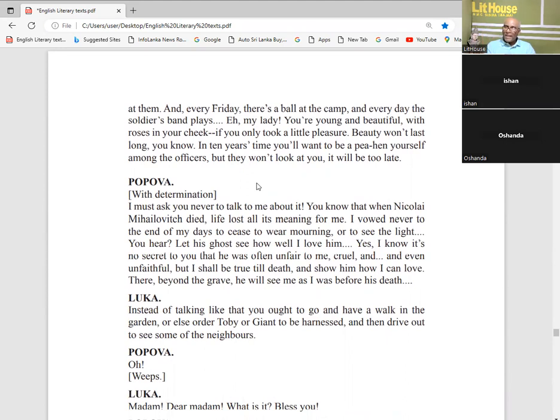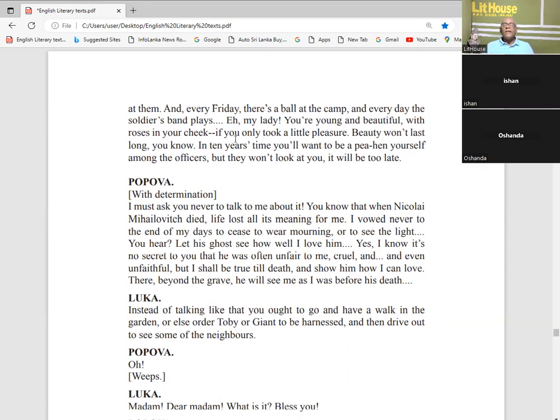Now Luca indirectly mentions, madam, you are still young. There are so many young men around you. Select one of them. Forget Nikolai, the dead man. And every Friday there's a ball at the camp, and every day the soldiers' band plays. Now they enjoy life. Playing, singing, dancing in the camp, you can also join them.